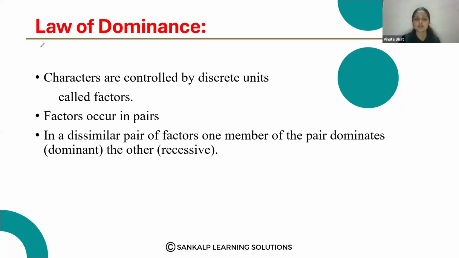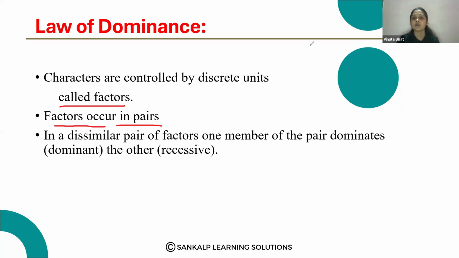Based on his observation on the monohybrid cross, he proposed the law of dominance. What does it say? Law of dominance: characters are controlled by discrete units called factors, and factors occur in pairs. In a dissimilar pair of factors, one member of the pair dominates the other.